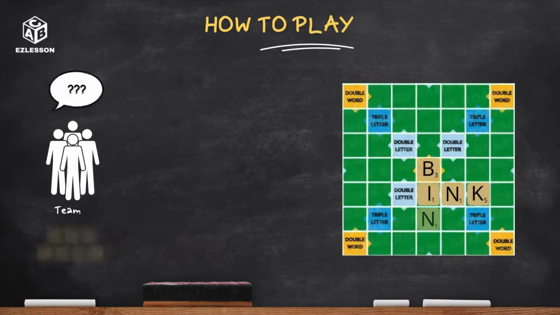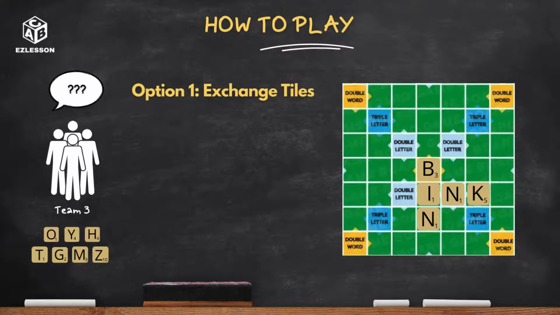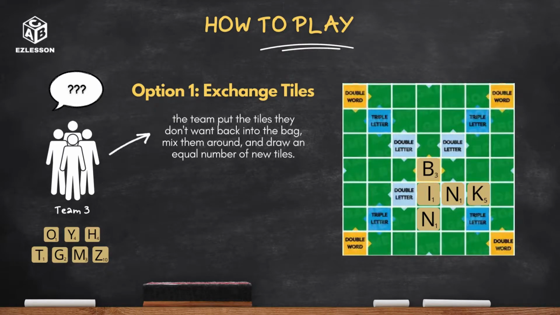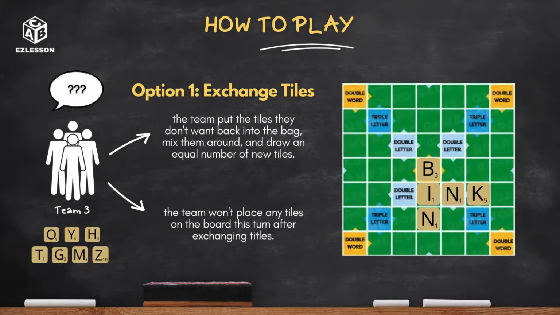If a team cannot form a word with their tiles, don't worry. They have 2 options. Option 1: Exchange tiles. They can exchange some or all of their tiles for new ones from the bag. Simply put the tiles they don't want back into the bag, mix them around, and draw an equal number of new tiles. Remember, the team can only do this once per turn, and it counts as your turn. You won't place any tiles on the board this turn.